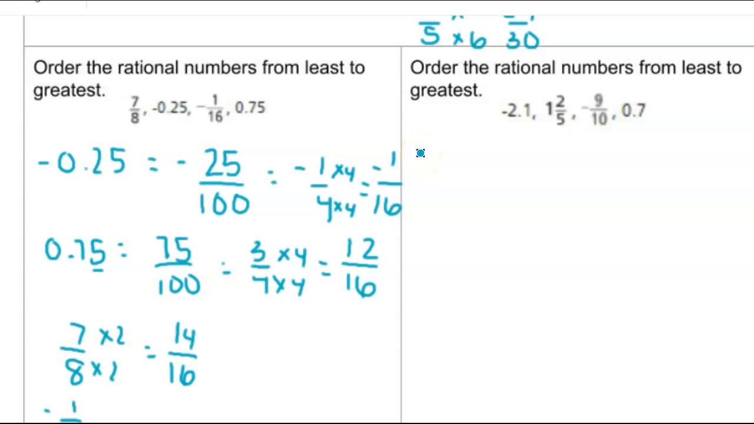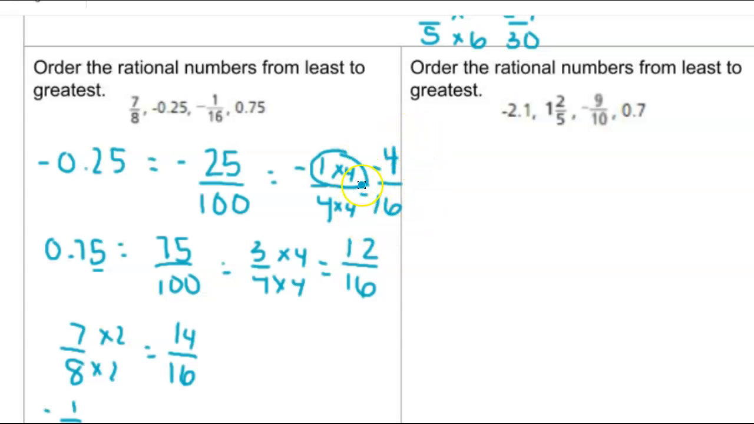This is what happens when you go too quick. I forgot to say 1 times 4 is 4. Most of you probably caught that already. Okay, so now we're going from least to greatest. Looking at my negative number first, I have negative 1/16, and I have negative 4/16.